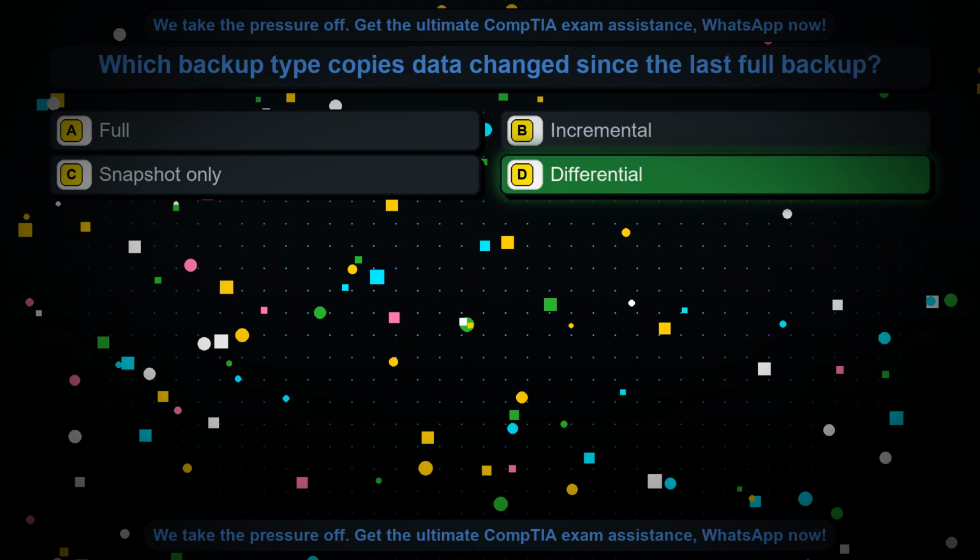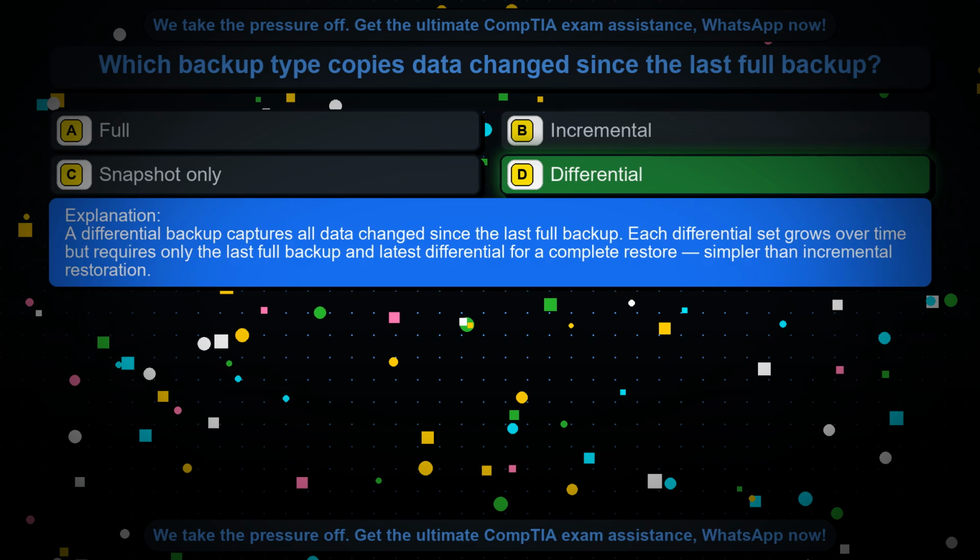Differential. A wireless heat map shows signal strength and coverage across a physical area. It helps identify dead zones and supports better access point placement.